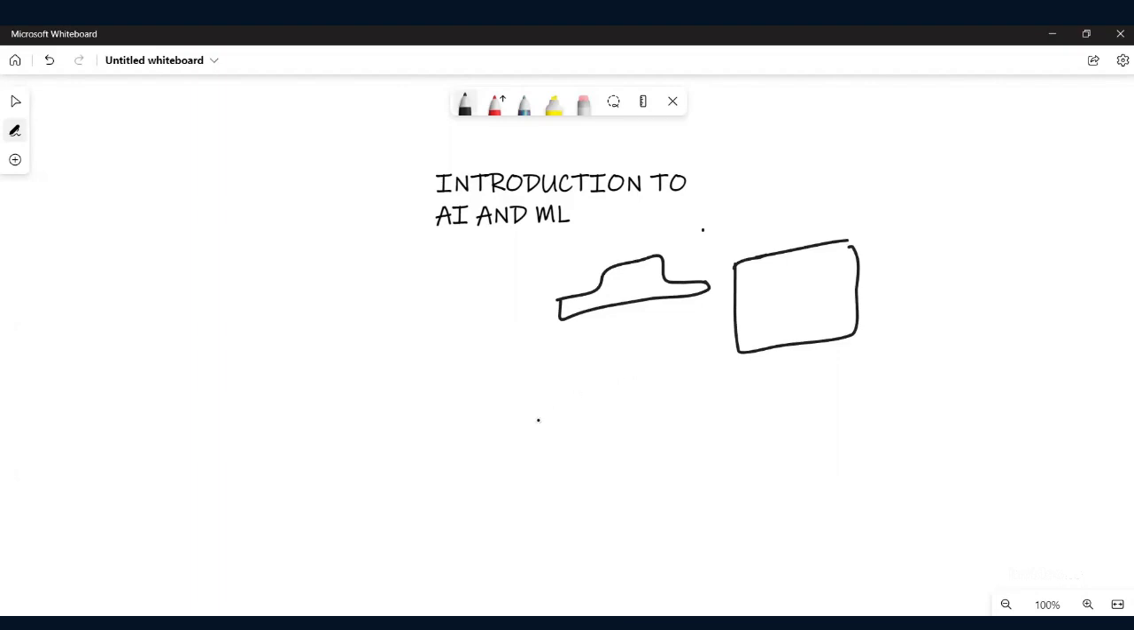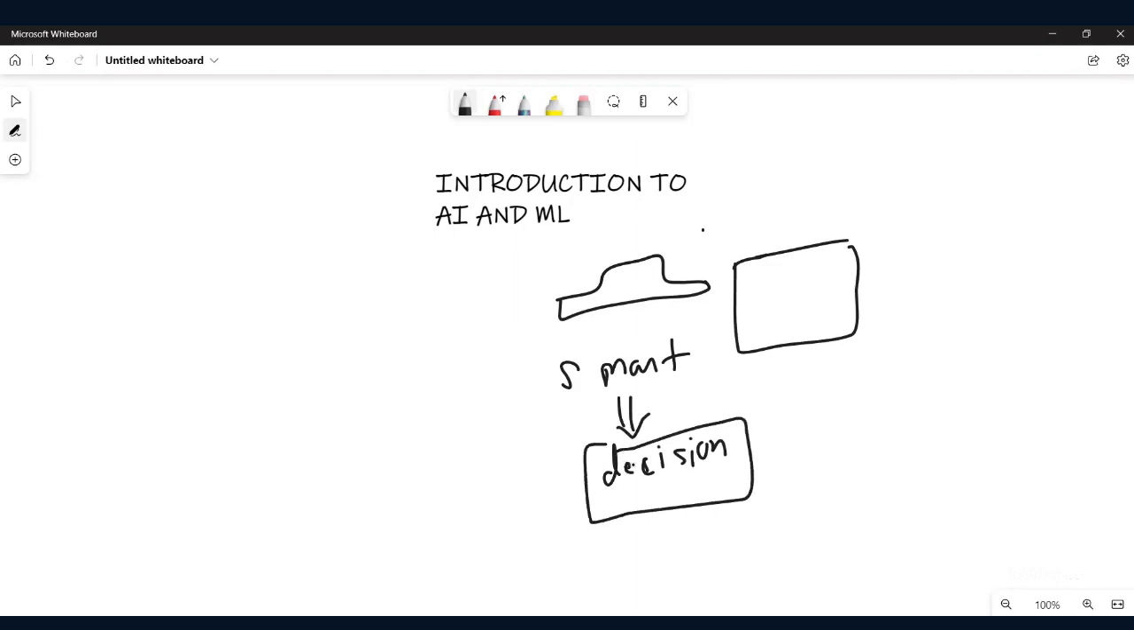Now, how do we do something smart? How do we call someone smart? It's because the decisions that the person is making are smart. So smartness is implied by its decisions. Okay, smart decisions mean you are smart.